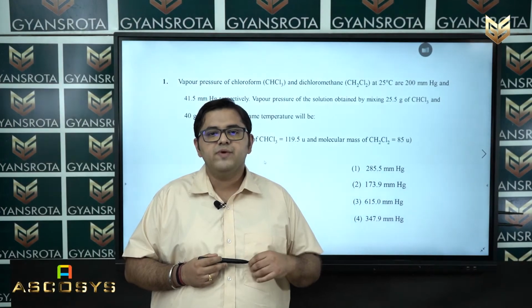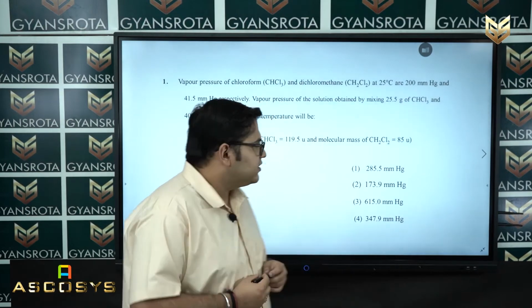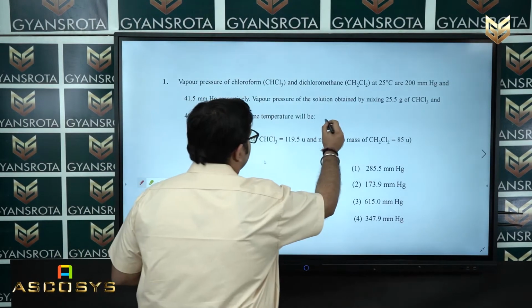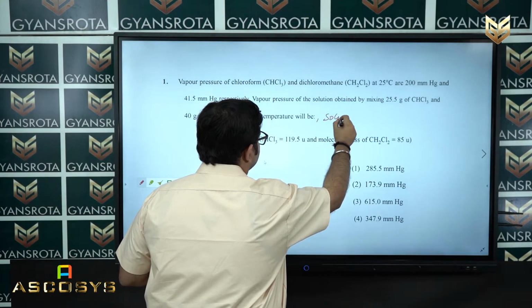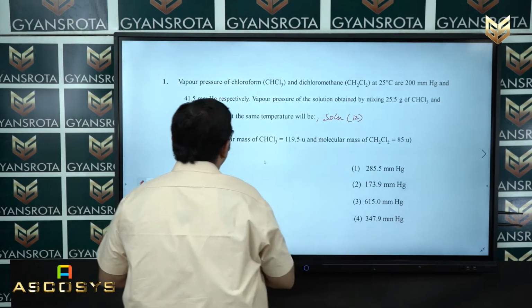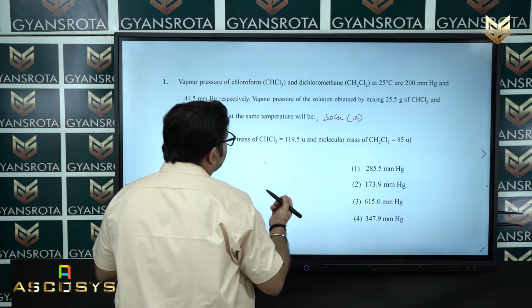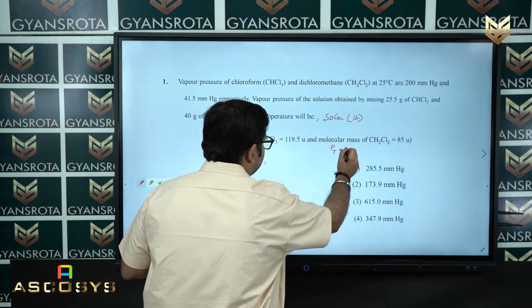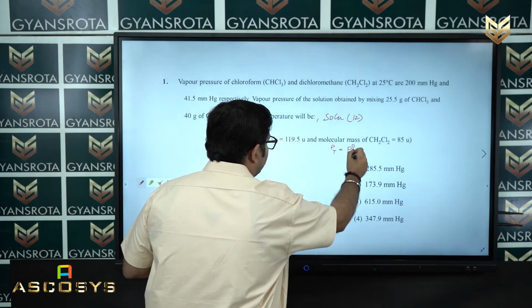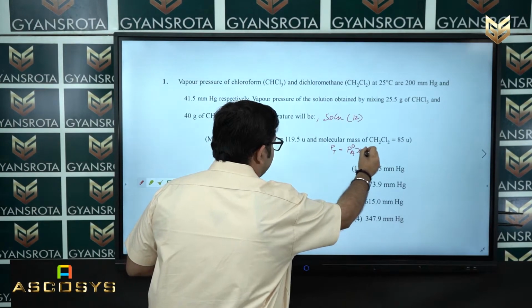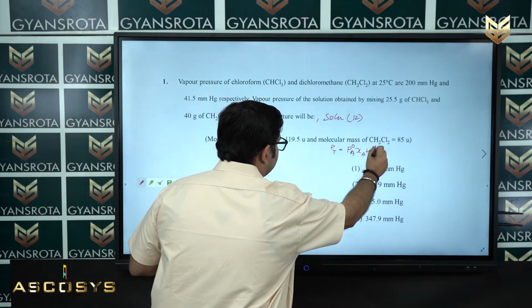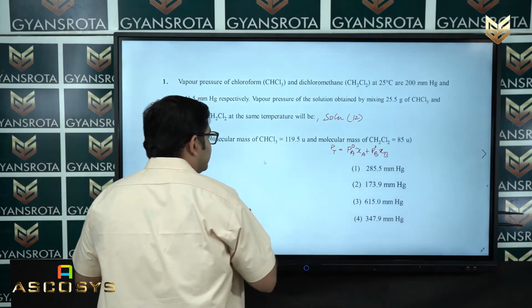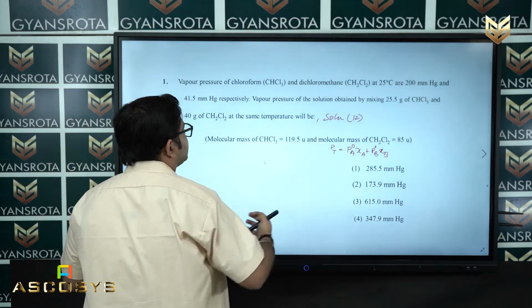So, now we are moving to the solution part. This question basically comes from the solution chapter of your class 12 NCERT. Which formula are we going to use here? We all know P total is equal to P naught A x A plus P naught B x B. x A and x B are nothing but the mole fractions.